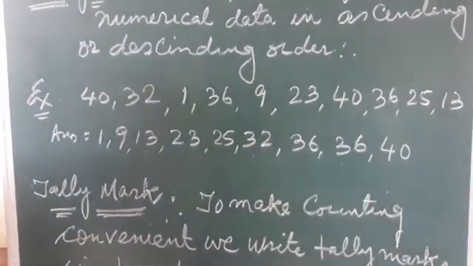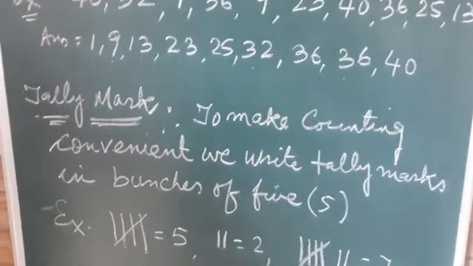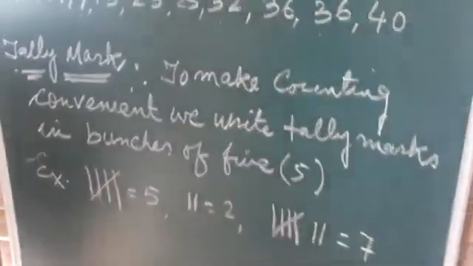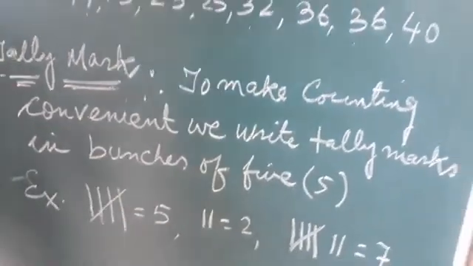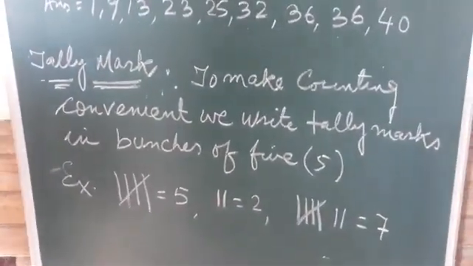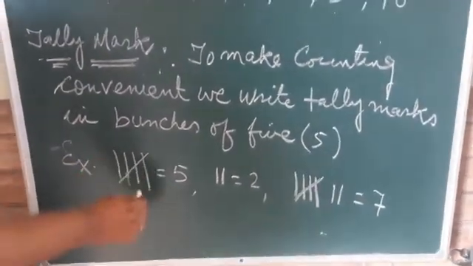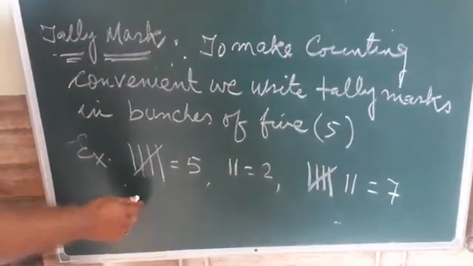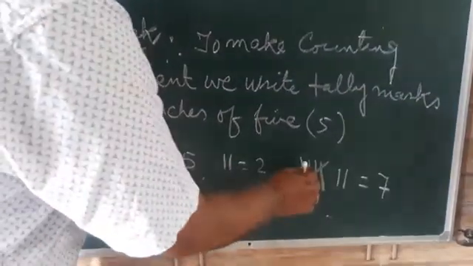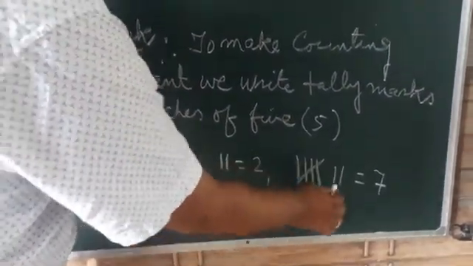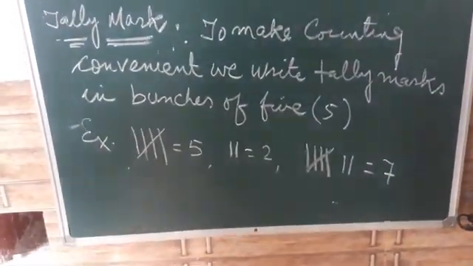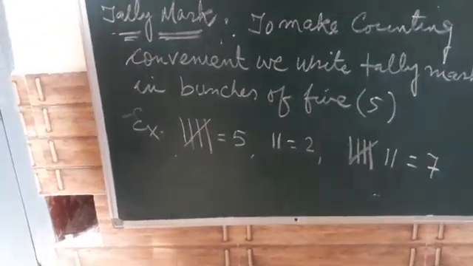Then we form the tally marks. What is a tally mark? To make counting more convenient, we write the tally marks in bunches of 5, so that it is easy for us to count. For 5, we write 1, 2, 3, 4 and a slash across them. This denotes 5. Two marks will denote 2. For 7, we can write a bunch of 5 and then 1, 2. So the tally mark makes counting more convenient.